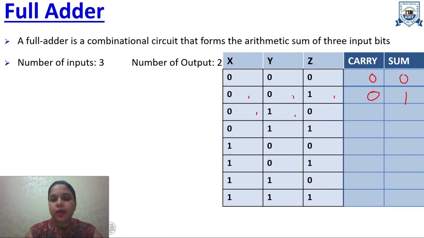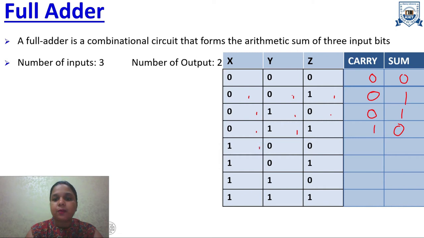0 plus 1 is 1. 1 plus 0 is 1. So the sum is 1 and carry is 0. Now 0 plus 1 is 1 and 1 plus 1 is 2. So the digital value for 2 is 1 0, where 0 is sum and 1 is carry.